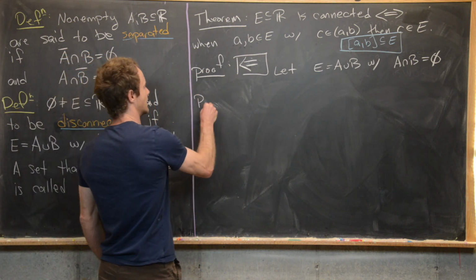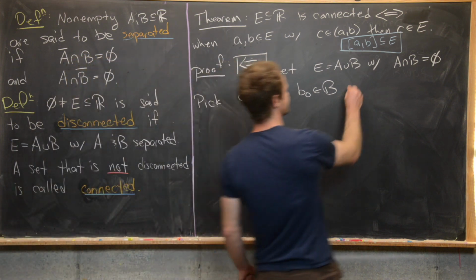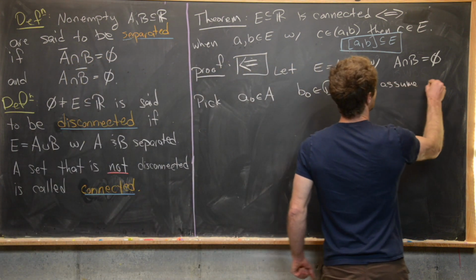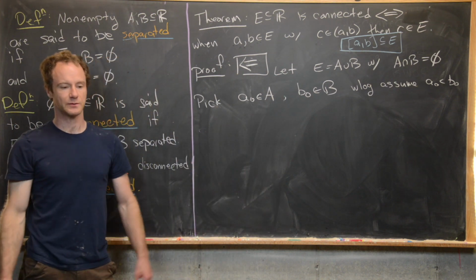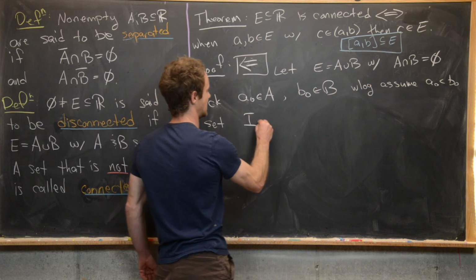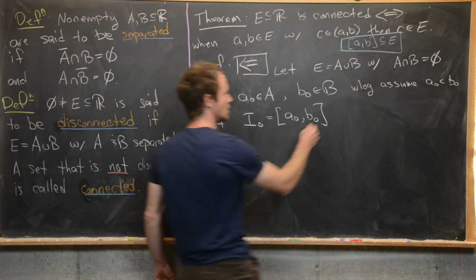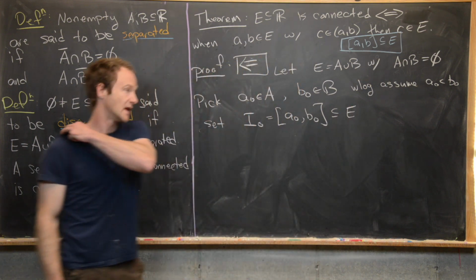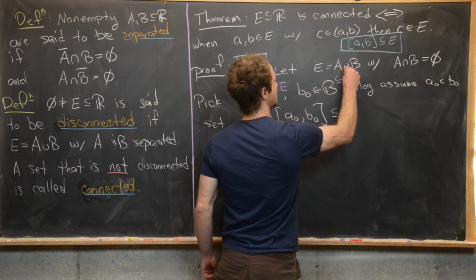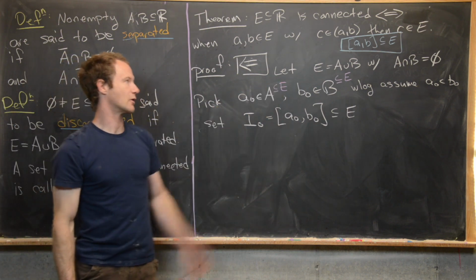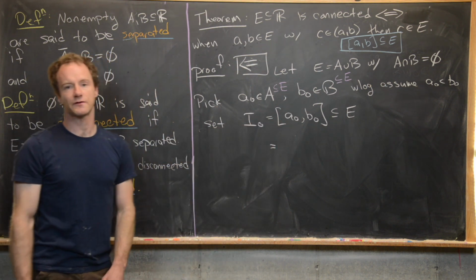Okay, so now the next thing that we want to do is pick an A naught from A and a B naught from B. And without loss of generality, we want to assume that A naught is less than B naught. So we can do that just by renaming the sets A and B if we need to. Now I want to set I naught equal to the interval A naught, B naught. And notice by our assumption working in this reverse direction, we know that that is a subset of E. And again, that's because A naught is in A, which itself is a subset of E, and B naught is in B, which is also itself a subset of E, because that's how we're building E out of A and B. Okay, now the next thing that we want to do is bisect this closed interval into two parts.